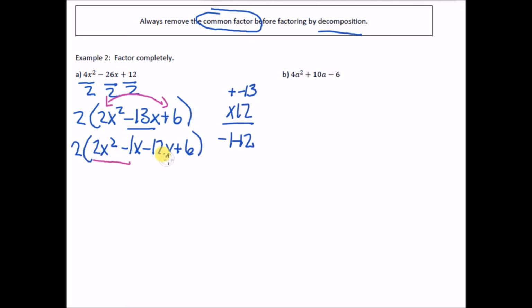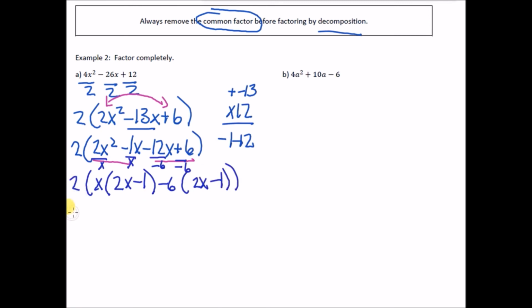Okay, again, we're going to factor by grouping. Here are two groupings. So we bring down the 2, we still use the bracket, and what can we factor out of 2x squared minus 1x? Just an x. We're left with 2x minus 1. And what can we factor out of negative 12x plus 6? Well, negative 6. And we're left with 2x minus 1.